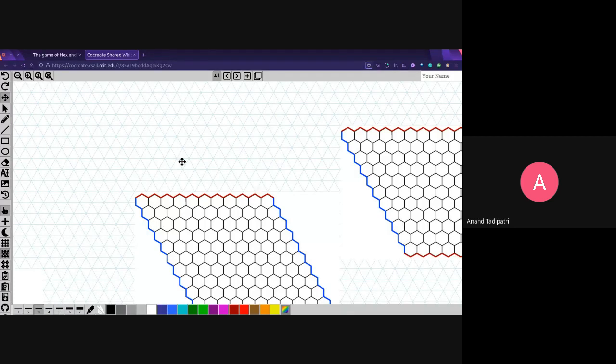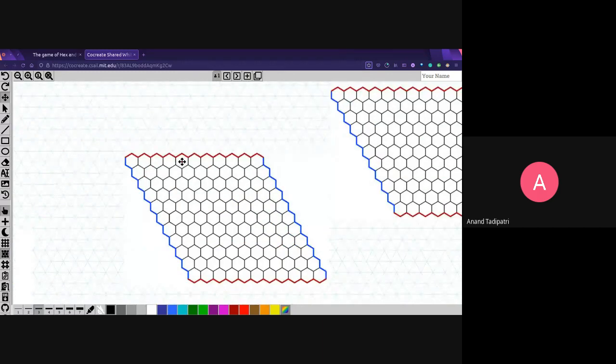So hopefully you should see something like this, a bunch of hex boards. This is co-create. We use this in Math Mamsa meetings. You can give yourself a name up here in the top right corner. You can select a color at the bottom. Select blue if you want to play as a blue player, and select red if you want to play as a red player, and battle it out.